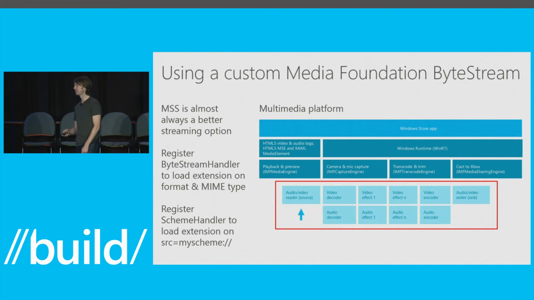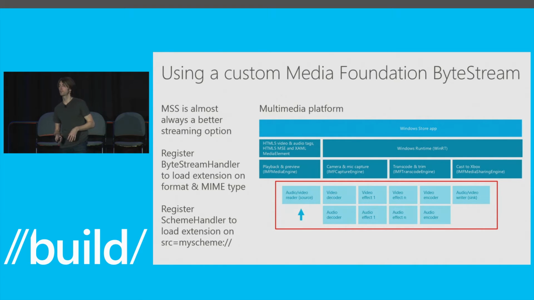So there's 2 ways that you can get it to load. One is by registering it and associating it with a specific file extension and MIME type, so that if someone passes in to the media element source attribute a file with your custom MIME type or attribute, then your media component would get loaded, and we would pass all of the data down to your custom component.